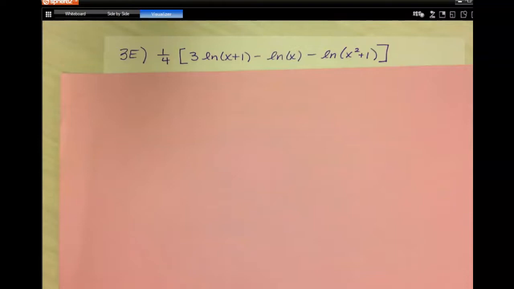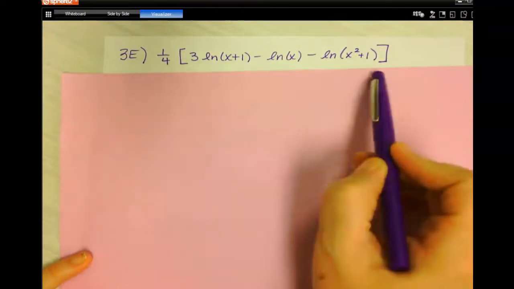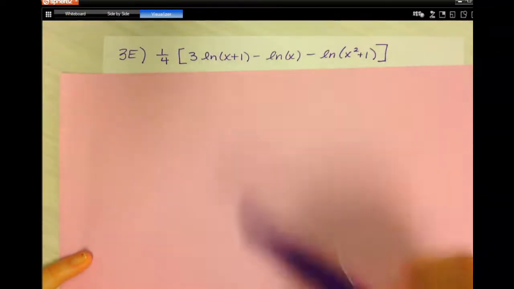And finally 3E. So this one looks kind of daunting when you look at it, but we're going to take it in pieces just like we've been doing. I'm going to save this 1/4 to the end because it's 1/4 of everything in here. So let's clean all this up first.